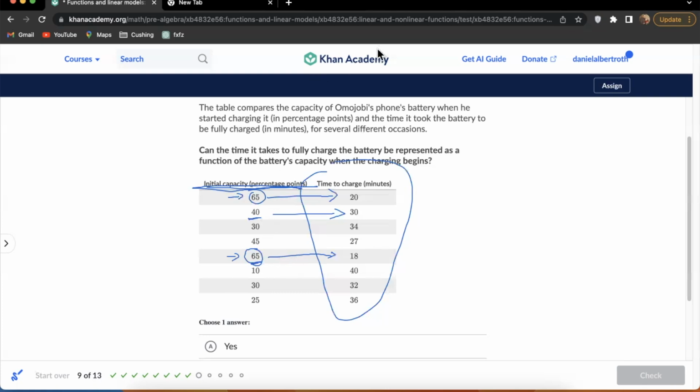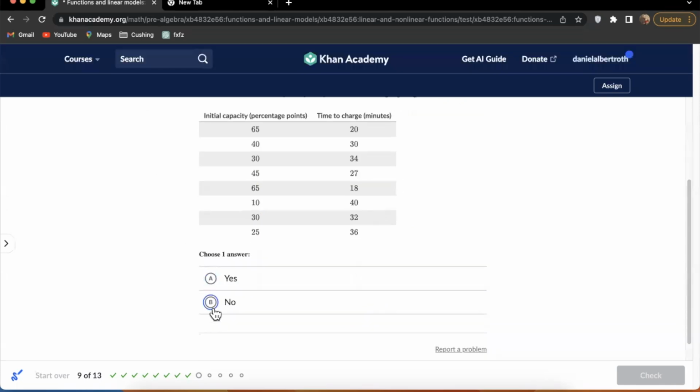If you look at the 30, it's the same thing. 30%, 30%. So is the charge time a function of your initial percent? No, because if you know the initial percent is 30, you can get different charge times. So this is not a function. The charge time is not a function of the initial capacity.